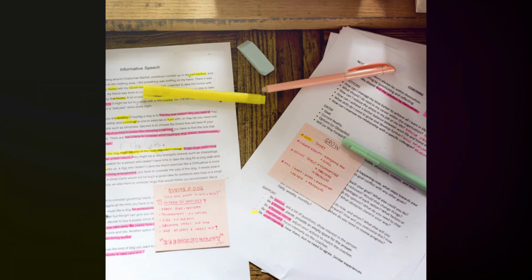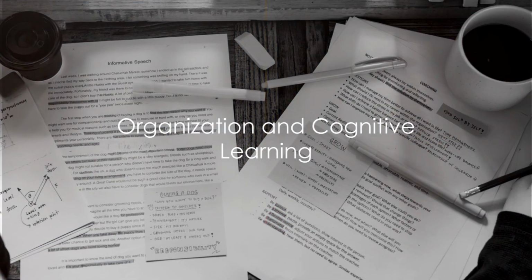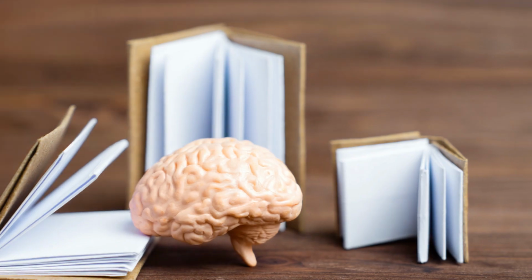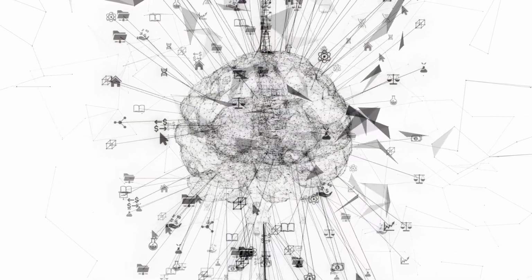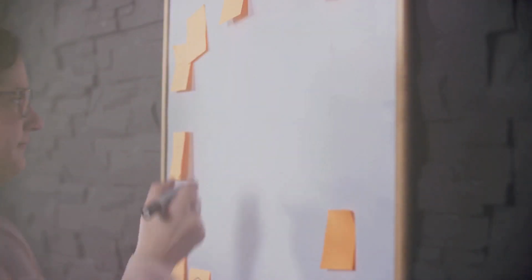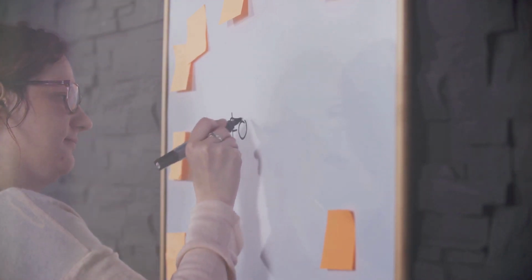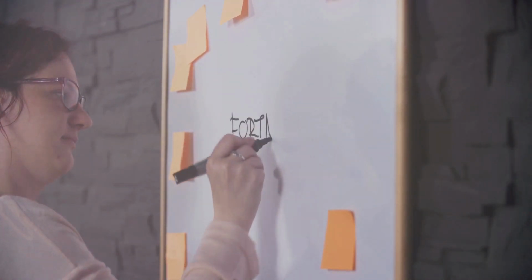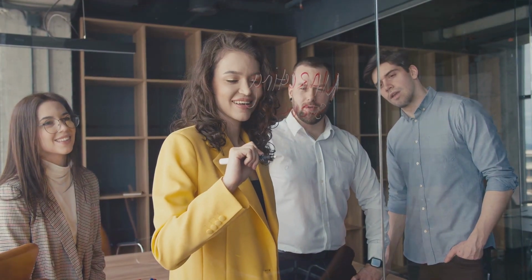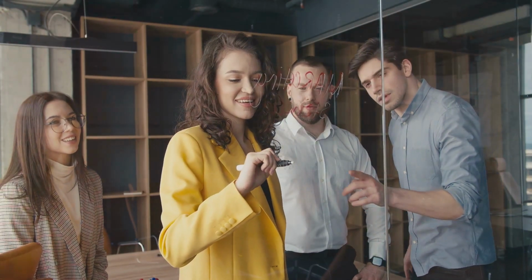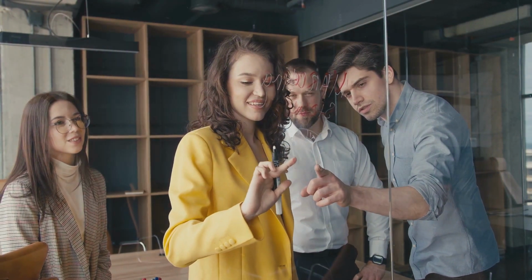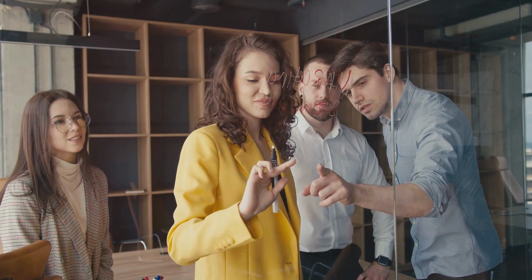Another key strategy is organization. This involves structuring or arranging information in a way that makes sense to us. We might use diagrams, charts, or outlines to help visualize the information. By organizing the information, we can more easily see the relationships between different pieces of information and understand the bigger picture.